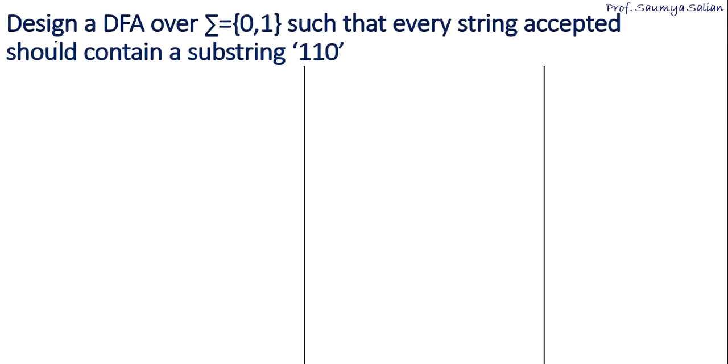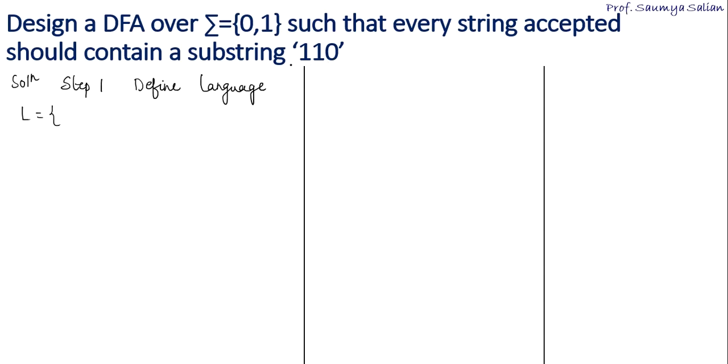Given a question, design a DFA over the alphabet set 0, 1 such that every string accepted should contain a substring 1, 1, 0. So let's begin the solution. We'll first define the language. Step 1 is to define the language. The language will contain all possible valid strings. So we first define the smallest possible valid string.